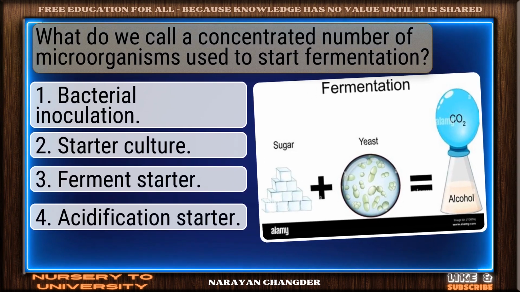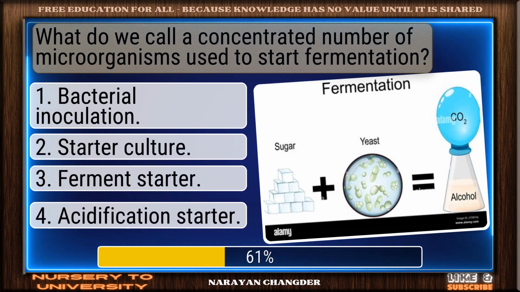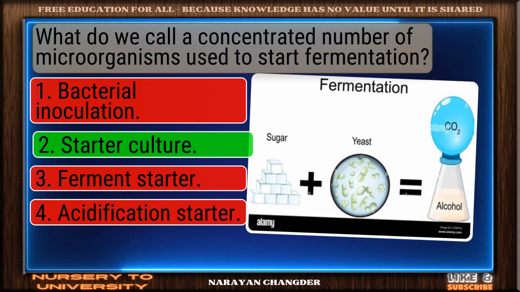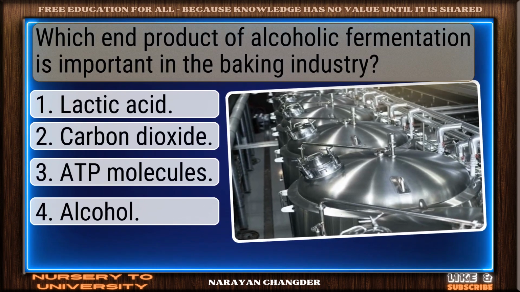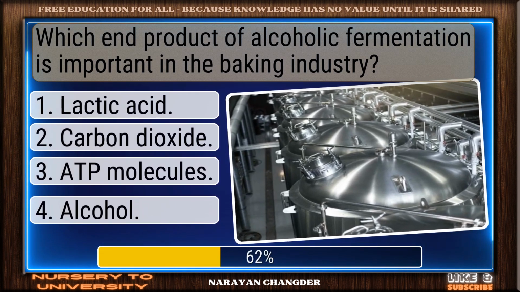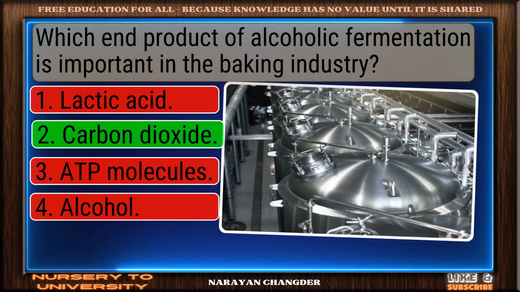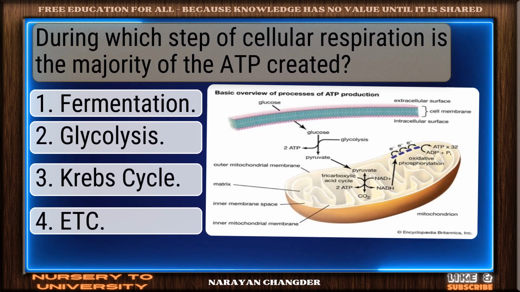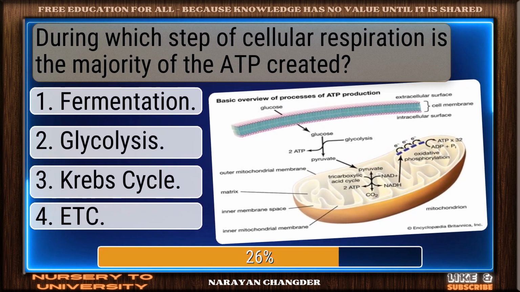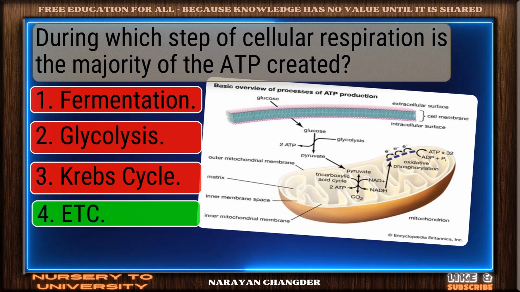What do we call a concentrated number of microorganisms used to start fermentation? Perfect. Starter culture is the correct choice. Which end product of alcoholic fermentation is important in the baking industry? Good job. Your answer, carbon dioxide, works well here. During which step of cellular respiration is the majority of the ATP created? Woo! Excellent choice. ETC is the right answer.